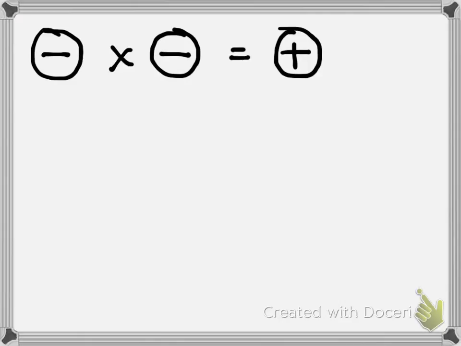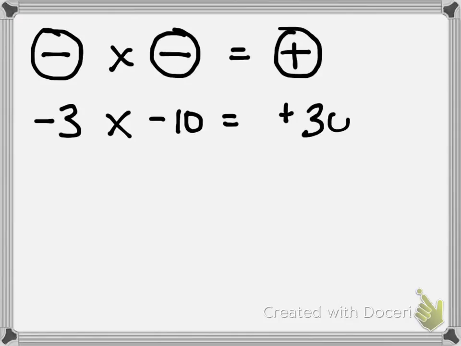Here's the one that really blows people's minds. A negative times a negative is going to be a positive. What? How can this be? It's true. Negative 3 times negative 10 equals positive 30. What? How can this be? All these questions. Okay, back to the money example.